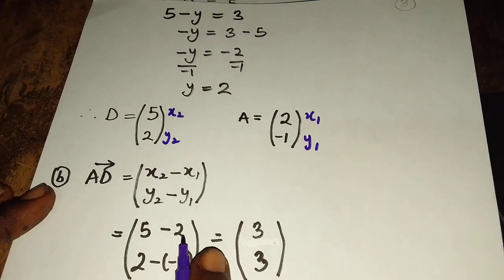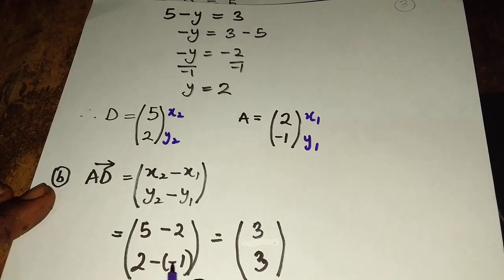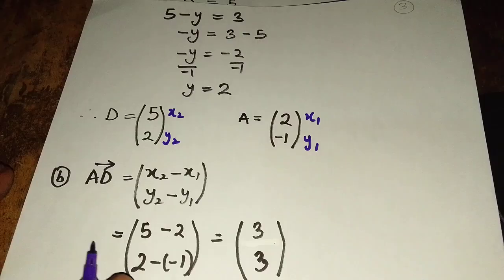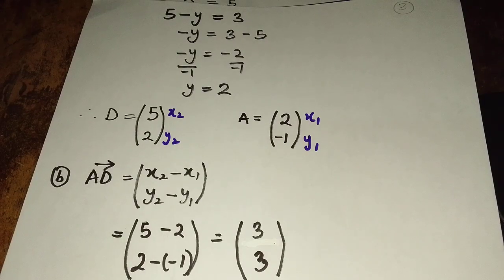So we have 5 minus 2 is 3. Minus times minus here will give you plus, so 2 plus 1 will give us 3. So this is the vector AD. So first of all, we need to get the value for our vector AD.